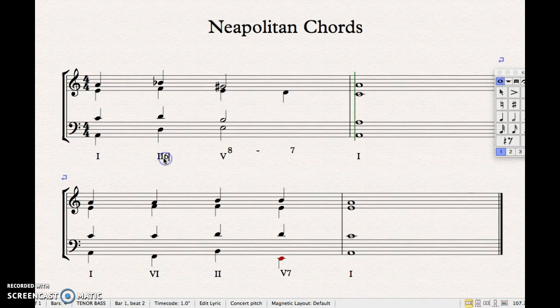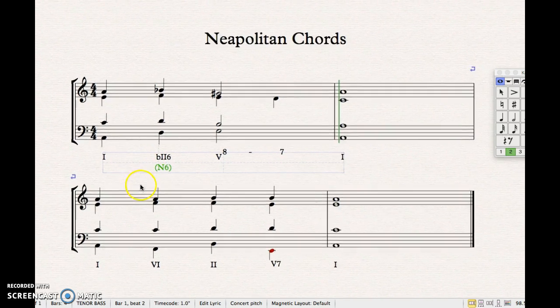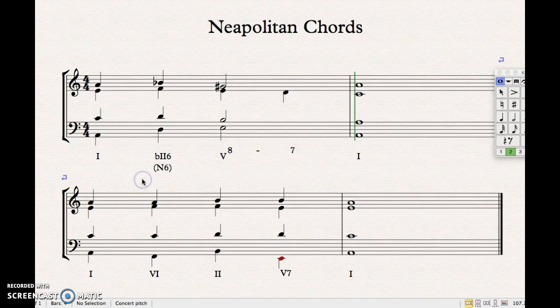And now this is called the flat 2. A little flat 2, something like that. Or you can also call it, if you like, N6, Neapolitan 6. Either one works. The chord was so distinctive, people back in the 19th century decided to come up with a cool, exotic name for it. But it's just flat 2.